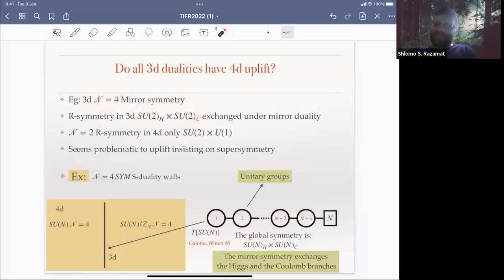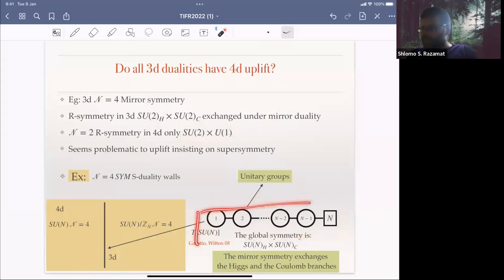Okay, and this is something which is hard to imagine how you lift to higher dimensions, because even with 8 supercharges in 4 dimensions, the N=2 supersymmetry doesn't have the same R symmetry group. It is only SU(2) times U(1), so you wouldn't expect to be able to exchange these 2 objects. Here is an example of a mirror symmetry in 4 dimensions.